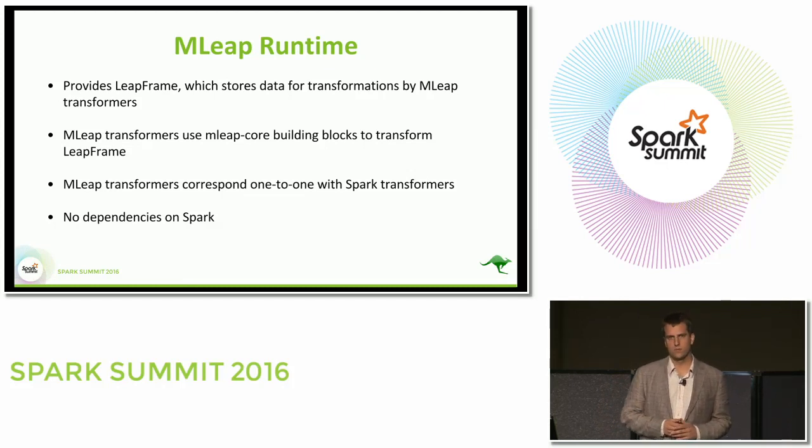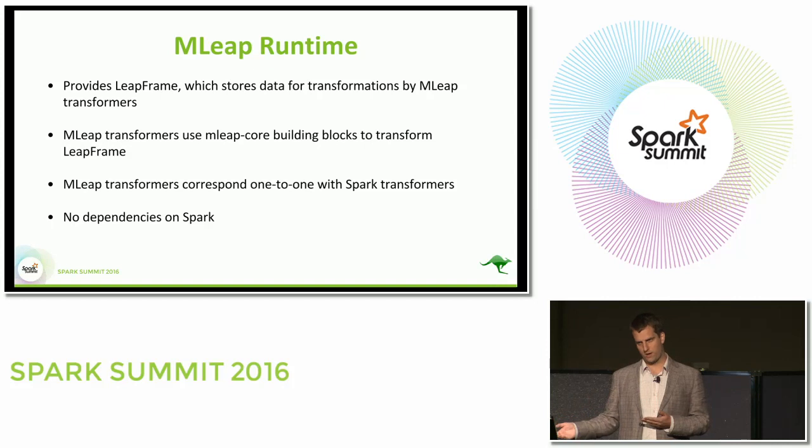The other piece is the MLeap transformer. That's pretty much exactly like a Spark transformer, except instead of operating on Spark data frames, it operates on MLeap leap frames. You see this sort of one-to-one correspondence between MLlib and MLeap, and that's very intentional. So if you see a string indexer model in MLlib, you're going to see a string indexer model inside of MLeap. If you see a linear regression model inside of MLlib, you're going to see a linear regression model inside of MLeap. And that's because we have to re-implement a lot of these things to operate on leap frames instead of data frames.